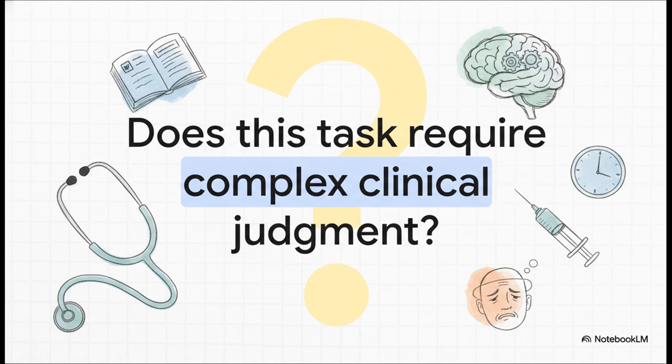Okay, so if the patient is stable, you can move to question 2. Does this task require complex clinical judgment? Think of it this way. Is it just about collecting data, or does it require analyzing that data to make a decision? Giving a scheduled antibiotic is a task. Figuring out why a patient is suddenly short of breath, that requires judgment, and that's the difference.